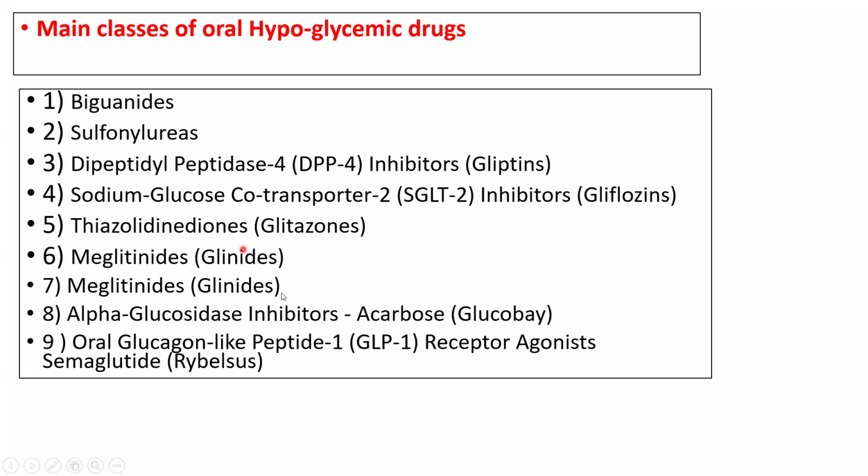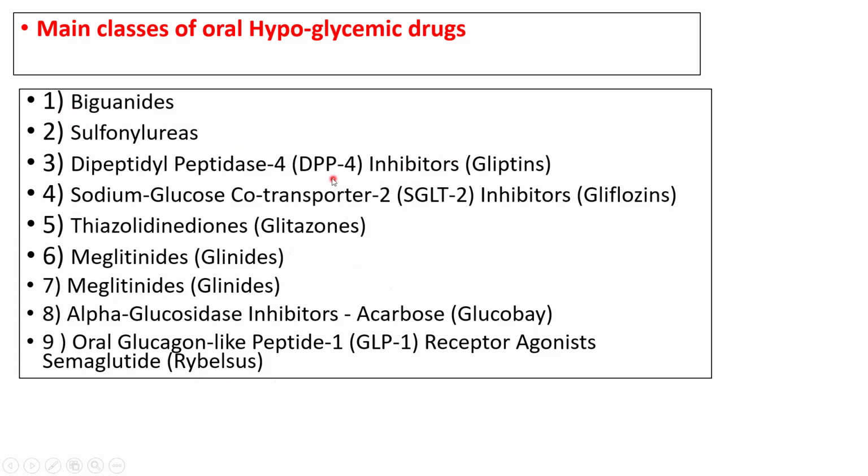Don't remember the previous long names. Never. So actually in this slide there are 8 types of oral hypoglycemic agents. In this slide, my dear friends, try to remember only these basic 2 types: biguanides, sulfonylurea. Biguanides, sulfonylurea. These two groups are very important.